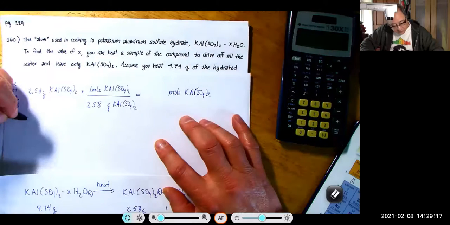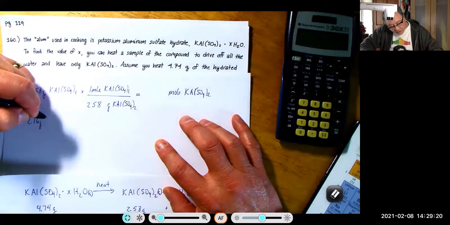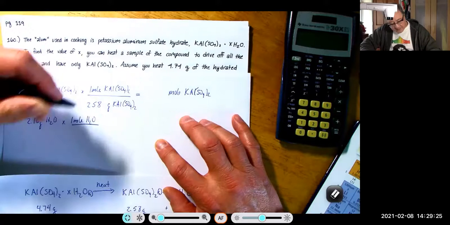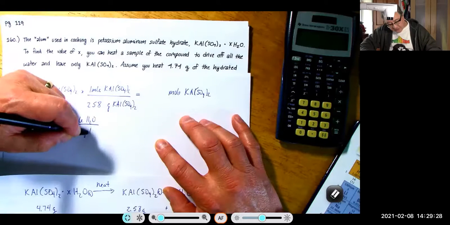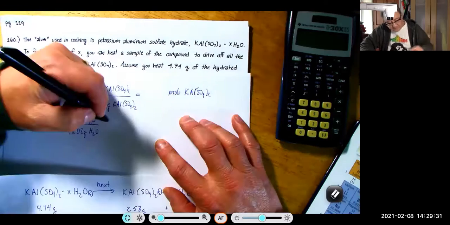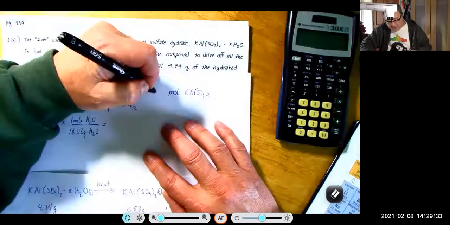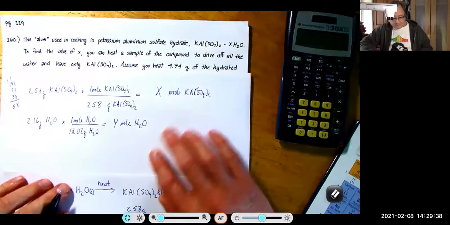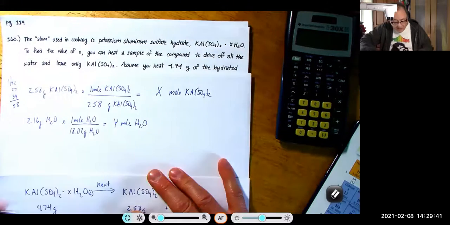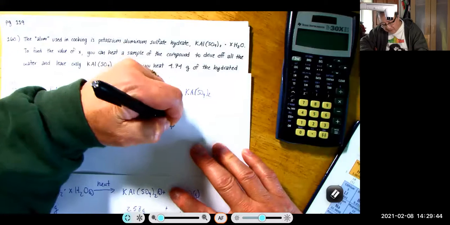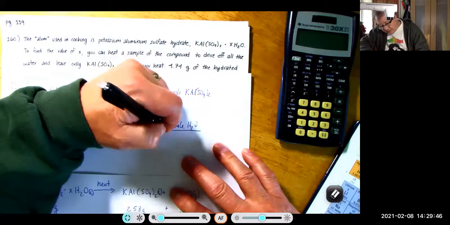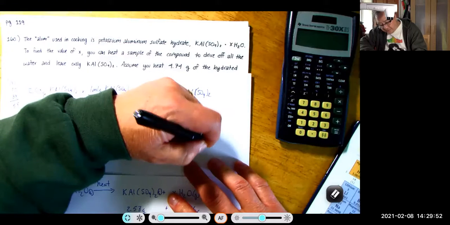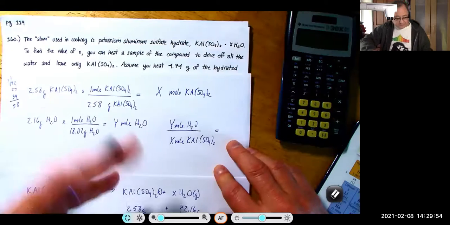And then we're going to take that 2.16 grams of H2O, and we're going to multiply by 1 mole of H2O for every 18.02 grams of H2O. That's the molar mass of H2O. And here, I'm going to call that X moles here, and I'm going to call this Y moles of H2O. And then to figure out the ratio here, you just do this, Y mole of H2O over X mole of KAl(SO4)2, and we're going to get the ratio.